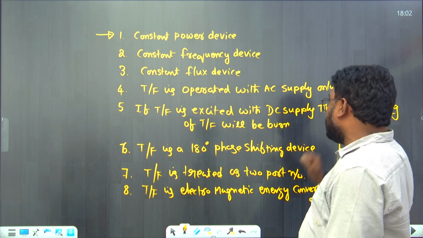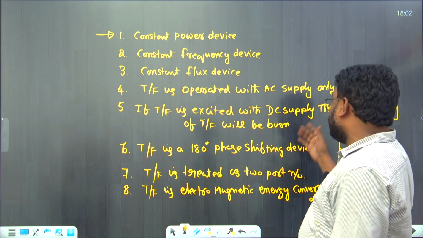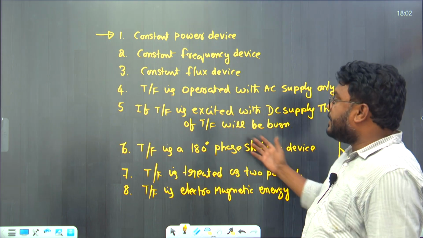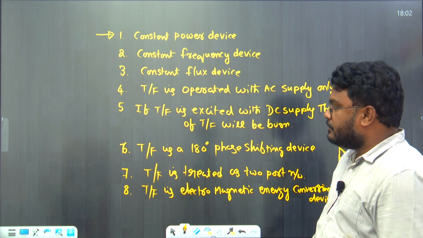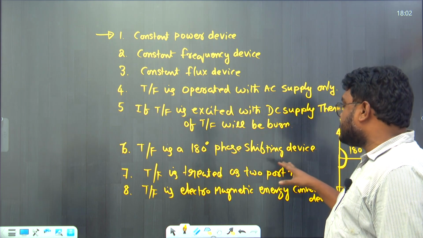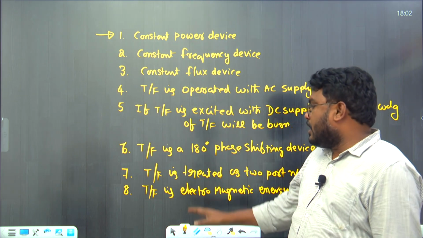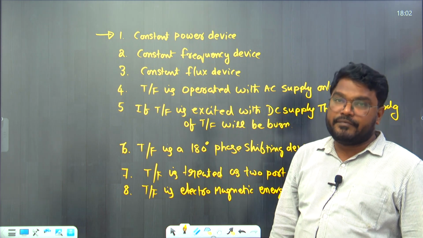Transformer is operated with the AC supply only. And next one, if a transformer is excited with the DC supply, then what will happen? The primary winding of the transformer will be burned. And transformer is a 180 degree phase shifting device. Transformer is treated as a two port network. And transformer is an electromagnetic energy conversion device.